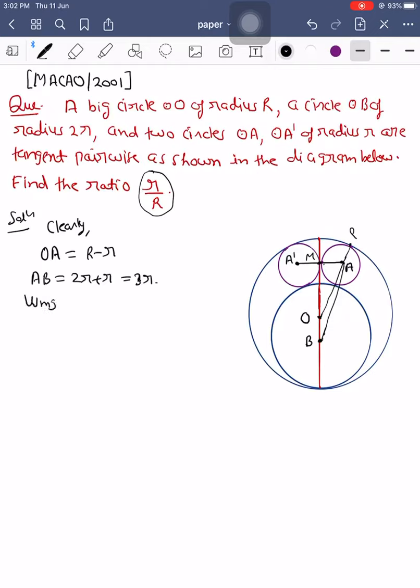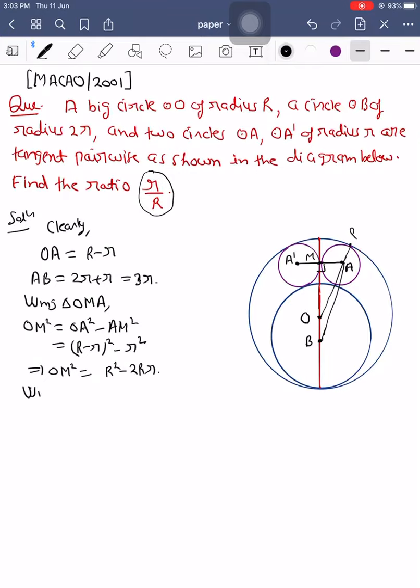Now using the right angle triangle OMA, we can write OM square equals OA square minus AM square. But OA square is (R minus r) square, and AM is the radius of the smaller circle. Therefore we can write OM square is R square minus 2Rr.